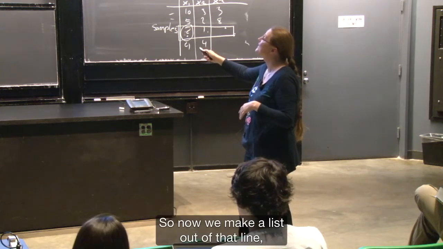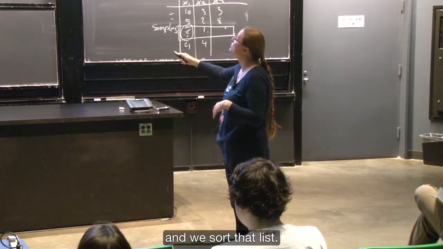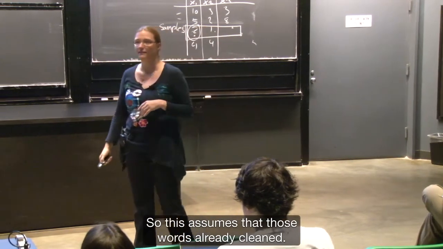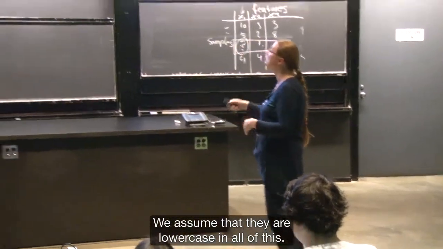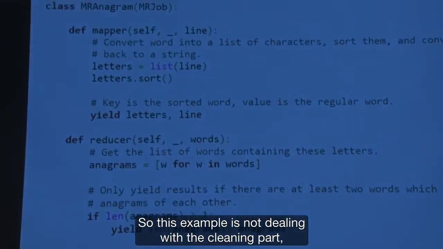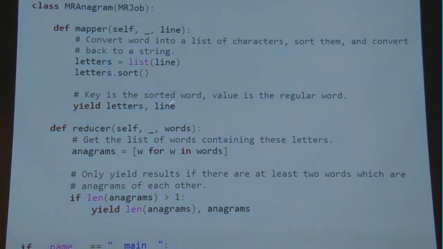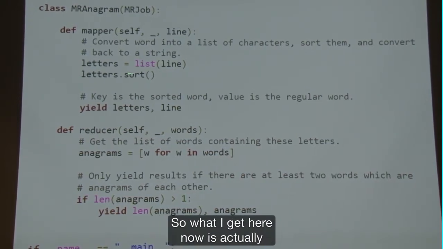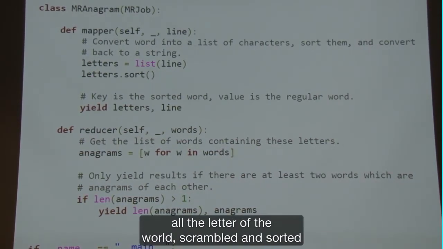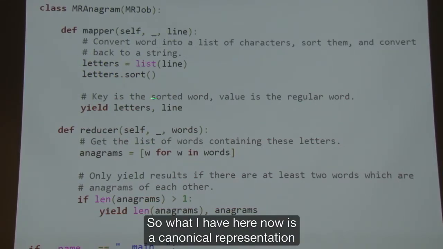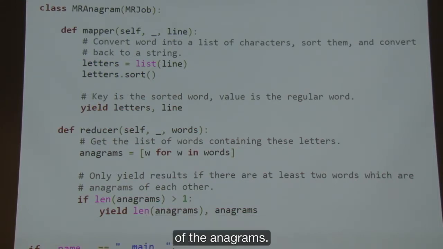So now we make a list out of that line, and we sort that list. This assumes that those words are already cleaned, right? We assume that they are lowercase and all of this. So this example is not dealing with the cleaning part, showing you the main parts. So you make a list of this line, and you sort the letters. And we said there is only one word per line. So what I get here now is actually all the letters of the word scrambled and sorted in alphabetical order. So what I have here now is a canonical representation of the anagrams. That's what they all have in common. That's the main thinking here.